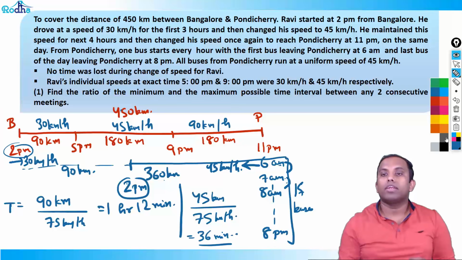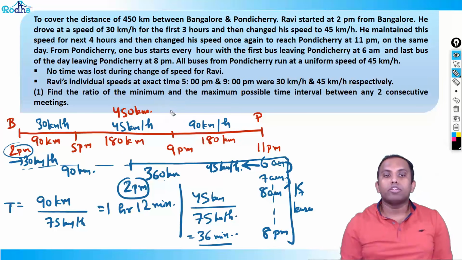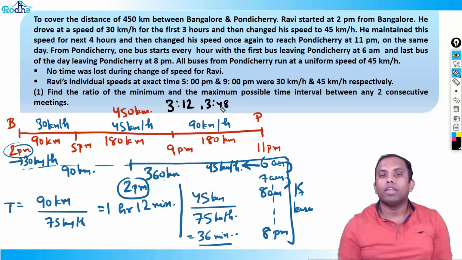Now the whole question changes, right? You can do it mentally now. Okay, the first meeting point is after 2 p.m., 1 hour 12 minutes, that is at 3:12. The next meeting is 3:12 plus 36, 3:48. What is the next meeting?